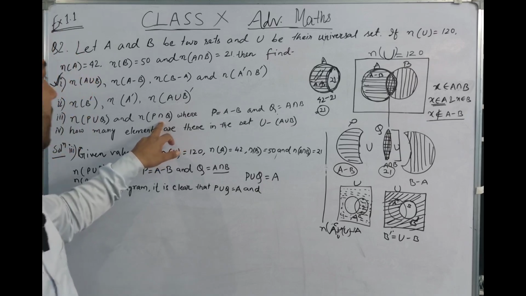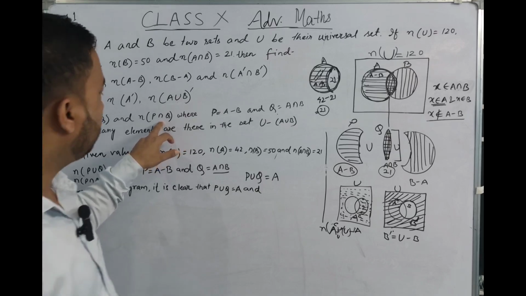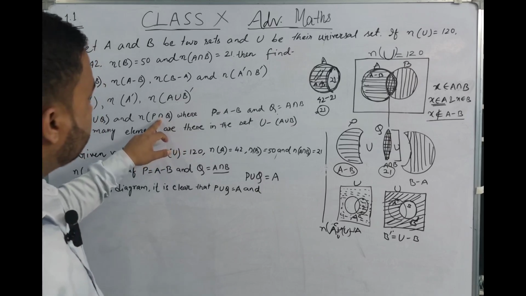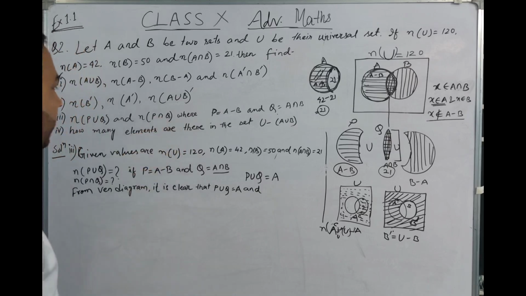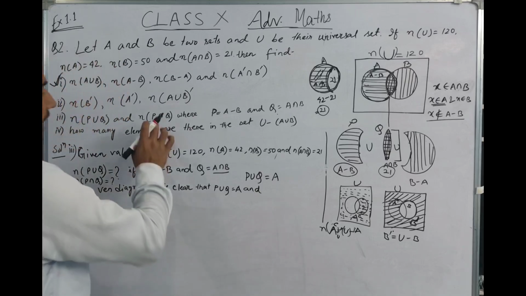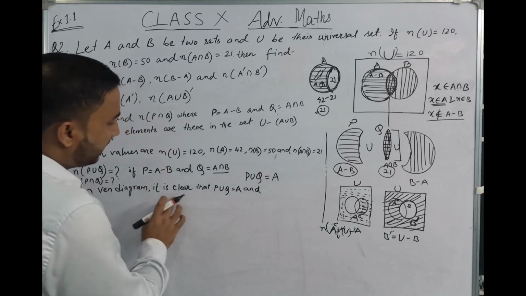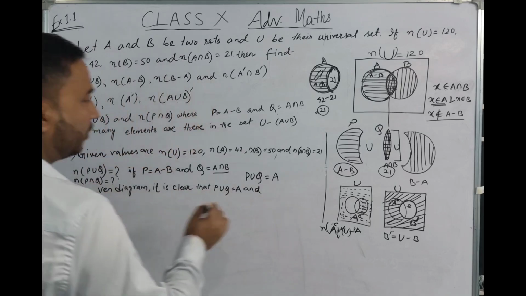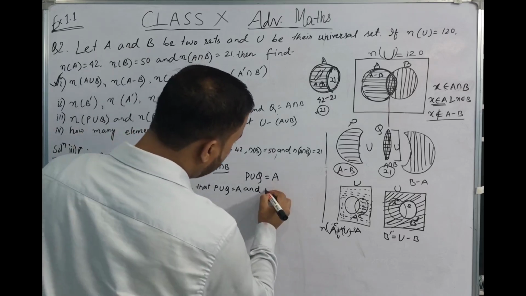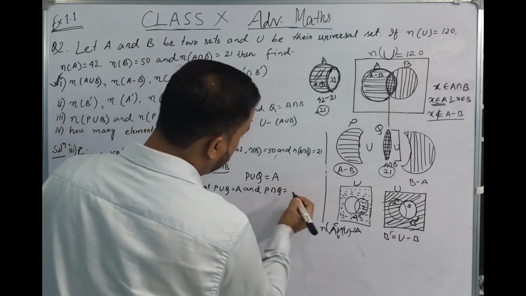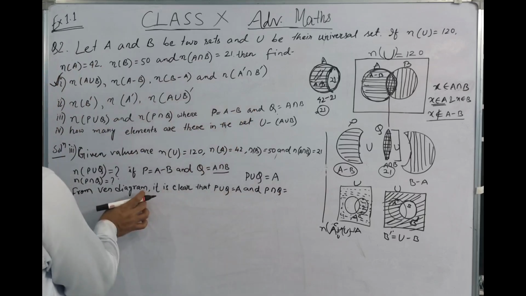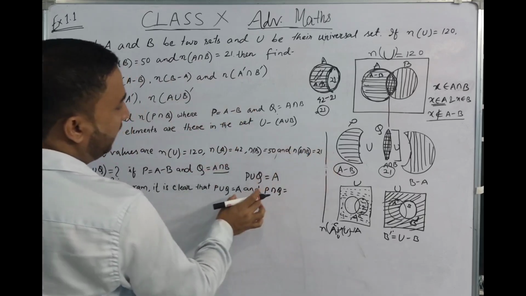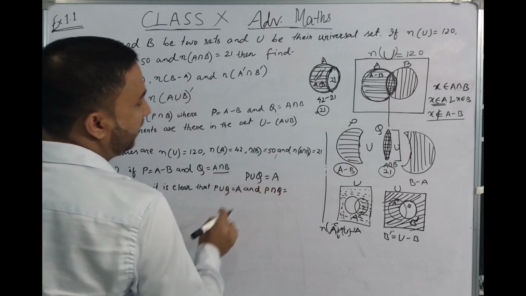Okay, in the book, English medium and I think in Assamese medium also, the question is wrongly printed, so you have to make the correction here. Now it is clear that P union Q will be equal to A, and P intersection Q we are getting from the Venn diagram itself. Only from the Venn diagram we are getting the value of P union Q and P intersection Q.